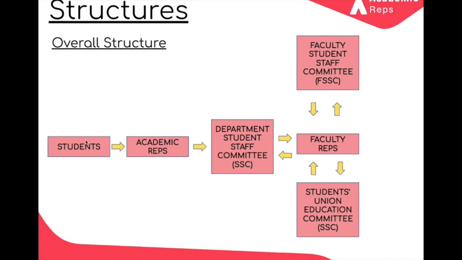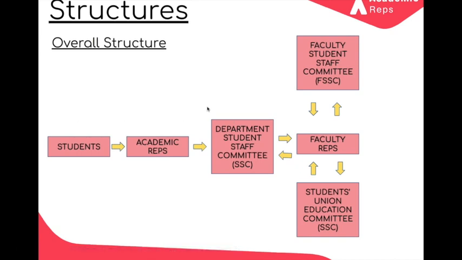As an academic rep, you represent students, you represent their views to something called the Departmental Student Staff Committee, also known as the SSC. You make sure that their ideas are shared here and that any outcomes are relayed back to students. That's your basic process.